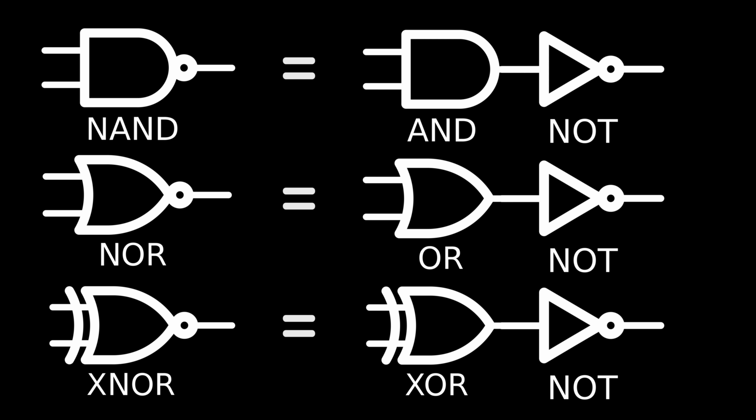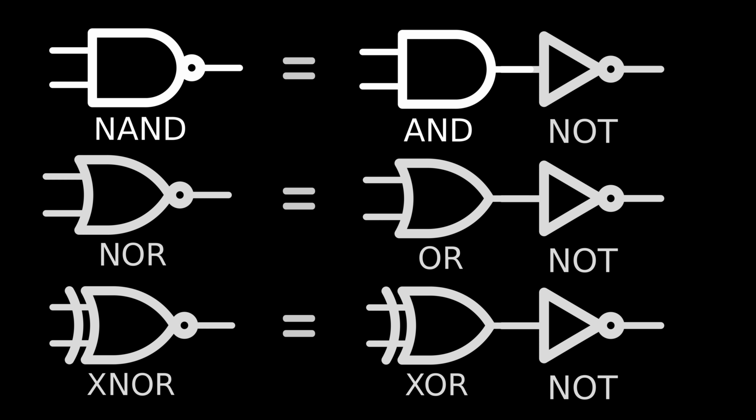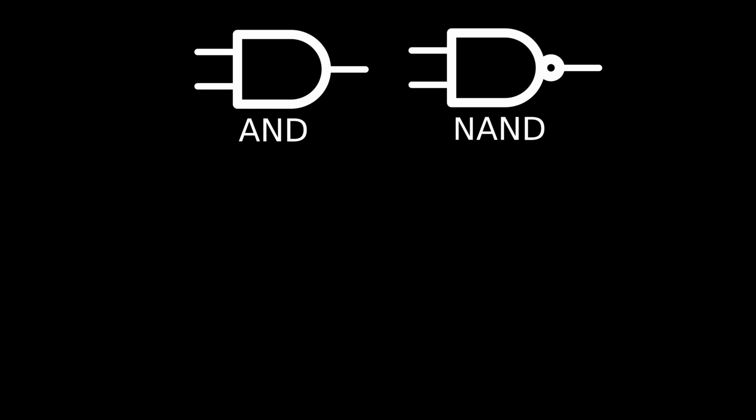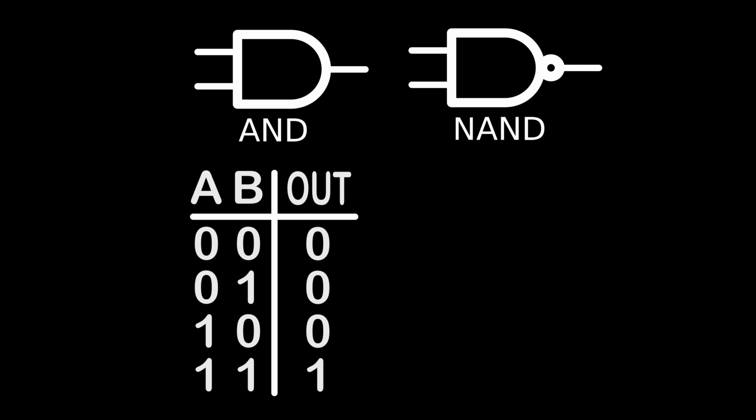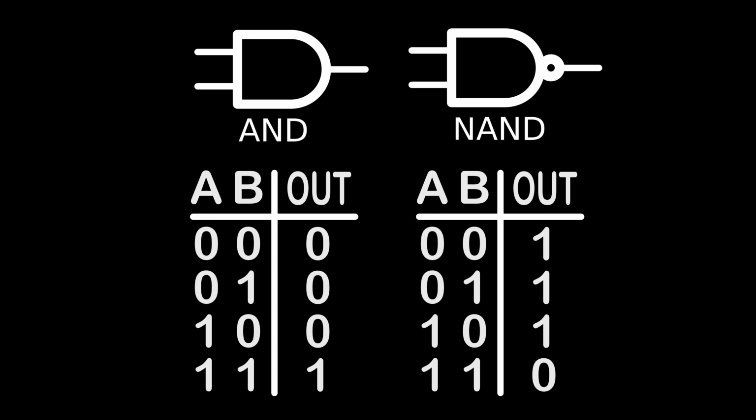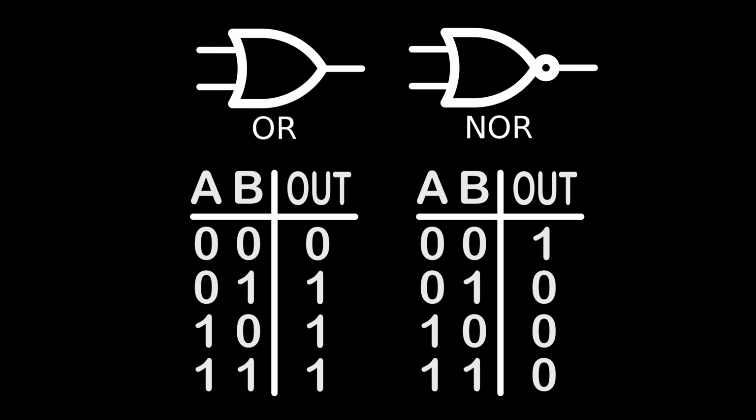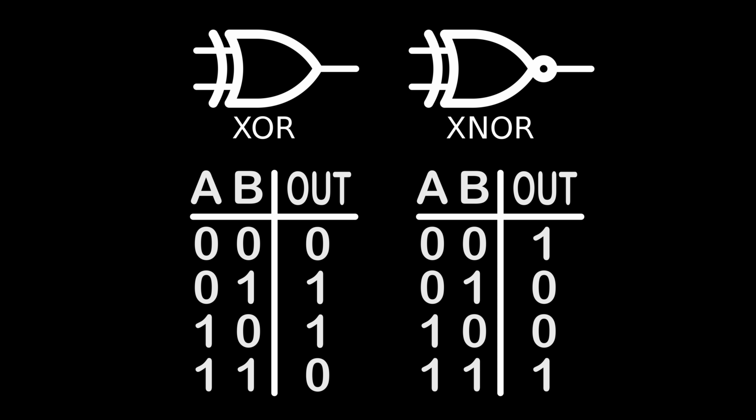The last 3 gates, the NAND, the NOR and the XNOR, are simply the first 3 gates with a NOT gate attached to the output. So if you take the truth table of the AND gate and invert the output, you get the truth table of a NAND gate. And likewise, when you invert the truth table of the OR gate, you get the truth table of the NOR gate. And when you invert the truth table of the XOR gate, you get the truth table of the XNOR gate.